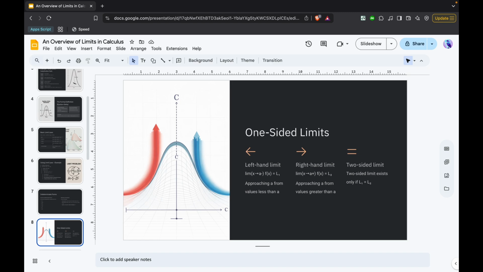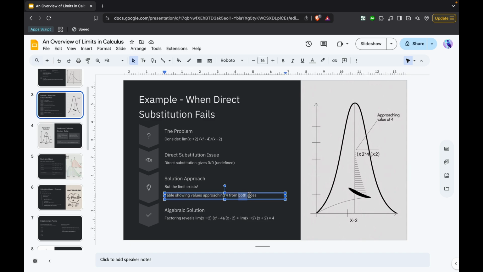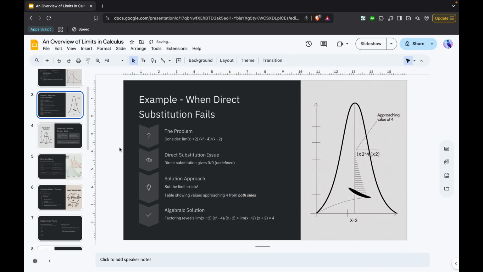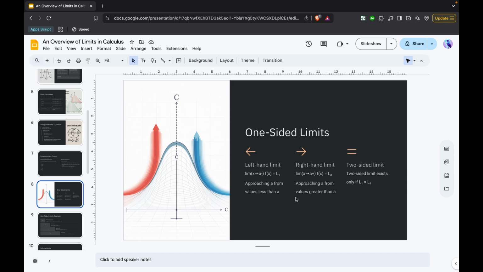Now, what I've been mostly covering so far is two-sided limits, especially examples with tables showing values approaching 4 from both sides, which is very important that you know, because it can approach from the left side or the right side, and it doesn't have to be one or the other. Now, for the left-hand limit, normally you have a minus sign after the a to show that you're approaching a from values less than a. And for the right-hand limit, you have a plus, because it shows you're approaching a from values greater than a.